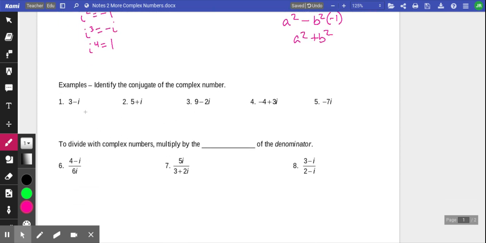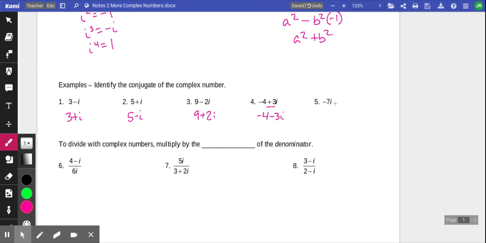So let's get into identifying conjugates of a complex number before we actually start using it. If we have the complex number 3 minus I, 3 is the real part, I is the imaginary part, and we're subtracting. So the complex conjugate is going to be 3 plus I. The only difference is the sign in between the imaginary and the real. 5 plus I would be 5 minus I. 9 minus 2I is going to be 9 plus 2I. Negative 4 plus 3i, it's the sign in between. So the negative 4 stays, but instead of plus 3i, we're going to subtract 3i.